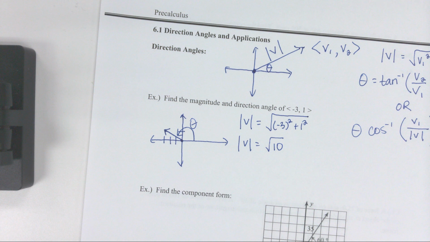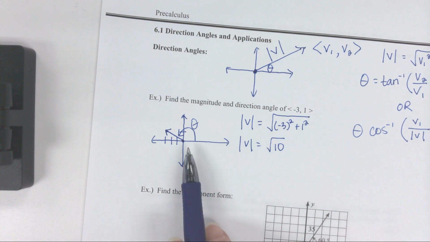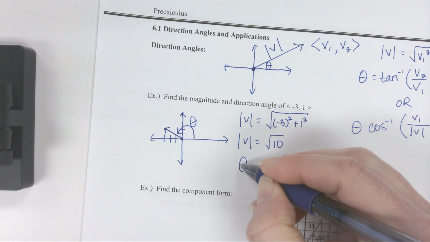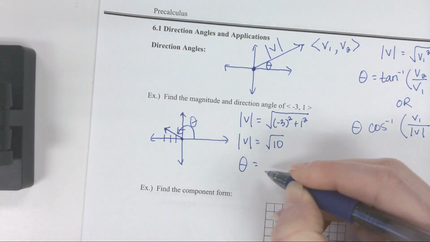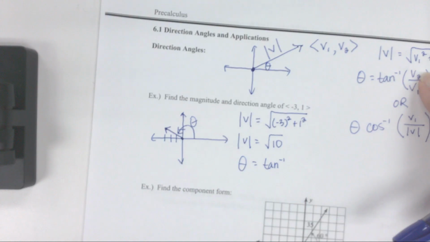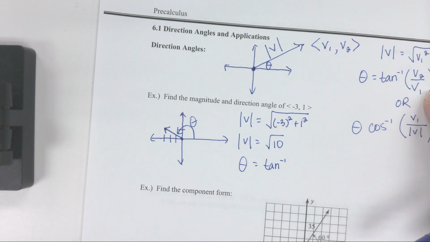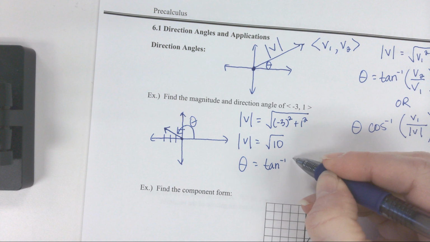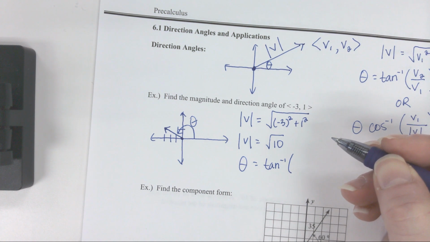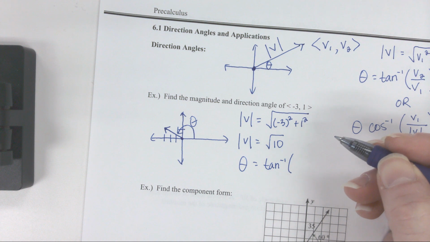Okay. Then, let's find theta. Which one do you want to do? Okay. So we're going to do the tangent inverse of the vertical component divided by horizontal component. I'm glad you picked this because you're going to see that you're going to have to use some common sense here. How are we in the common sense department? Oh boy. Okay.